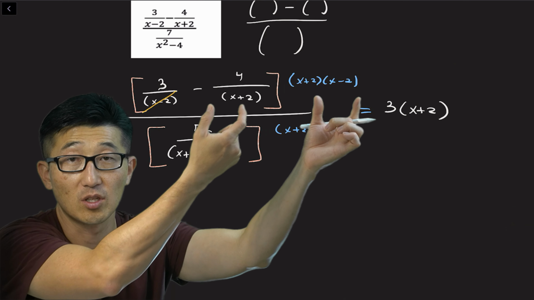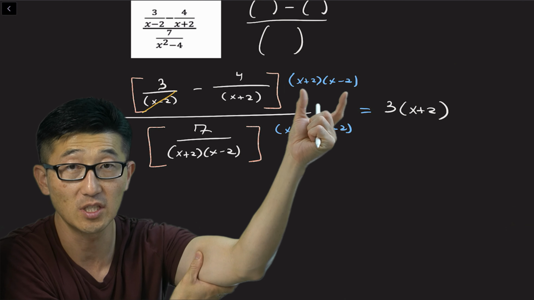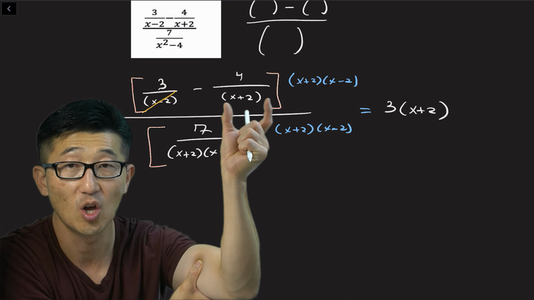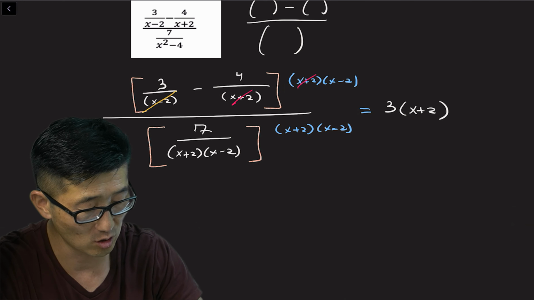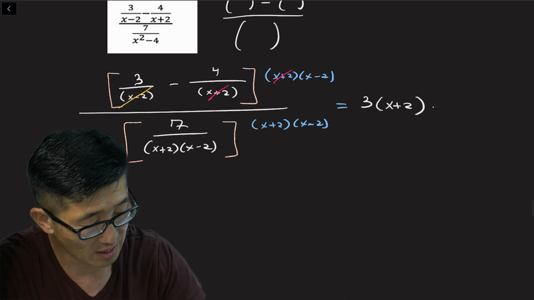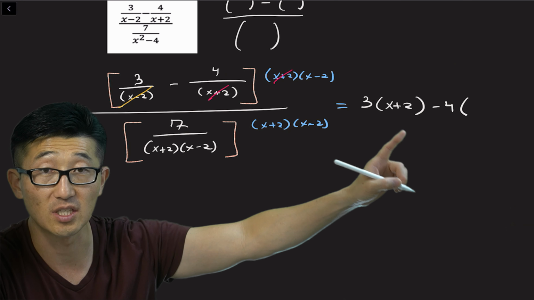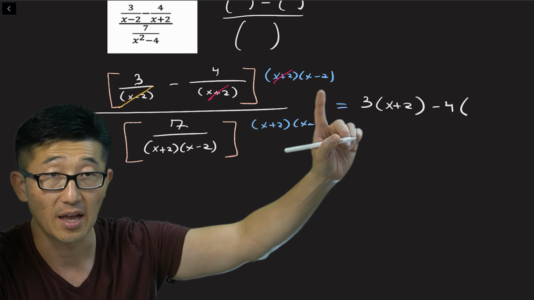So if you distribute this to this fraction right here, what cancels out? Well, in this case, the x plus 2's will what? Cancel out, and you're left with, now don't forget, -4. Okay, don't forget that negative sign. So it'll be -4 parenthesis x minus 2. Okay, got it? All right, what about the denominator?